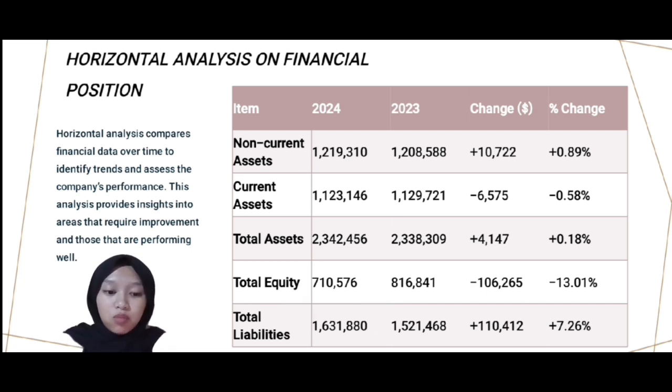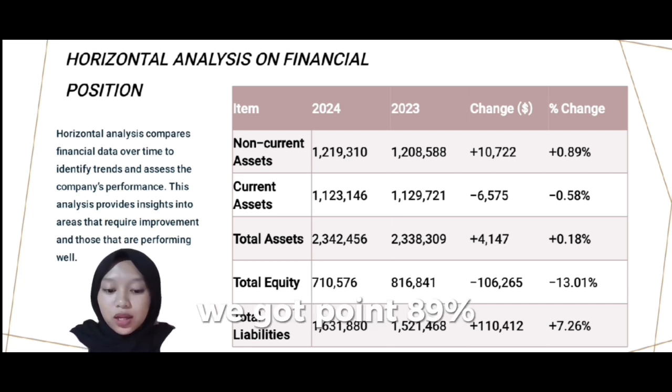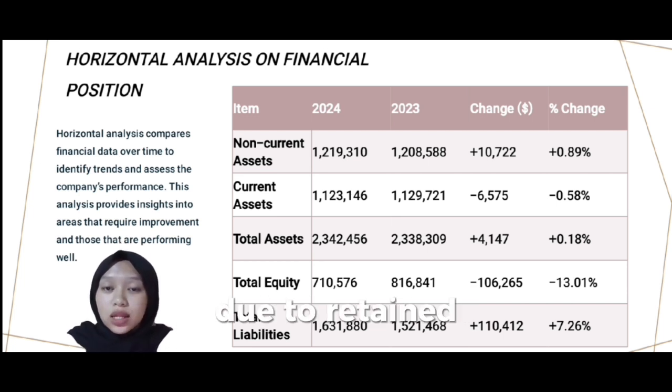So for this item, nung di-minus natin yung previous year to this year, nakakuha tayo ng 10,722 and it has increased po siya. As we can see, we got 0.89%. It has slightly increased due to retained investments in property, plant, and equipment, kasi yun nga, non-current assets siya. Ito yung hindi na-move na assets.